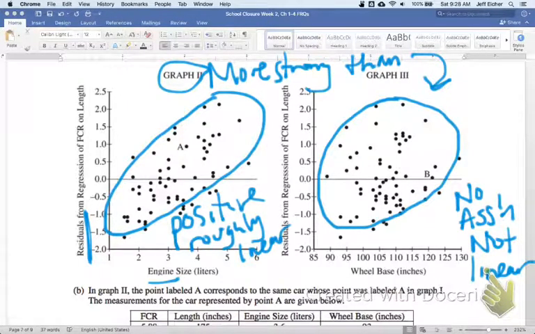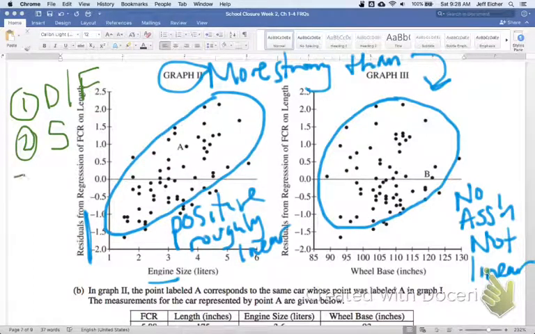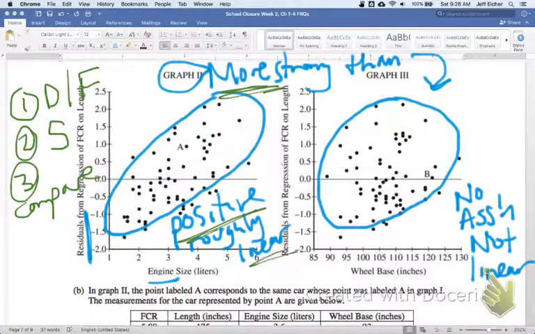So to get an E on part 3, you had to do 3 things. You had to compare the direction and the form. Number 2, you had to talk about the strength of the association. And then number 3, you actually had to compare them. You shouldn't just list them, but say which one's more strong, more positive, more linear than the other. If you got all 3 of those, then that would be essentially correct, and you'd be at a 3 out of 4.